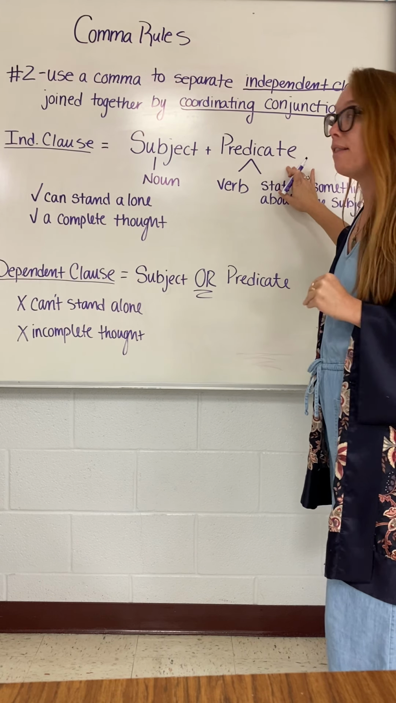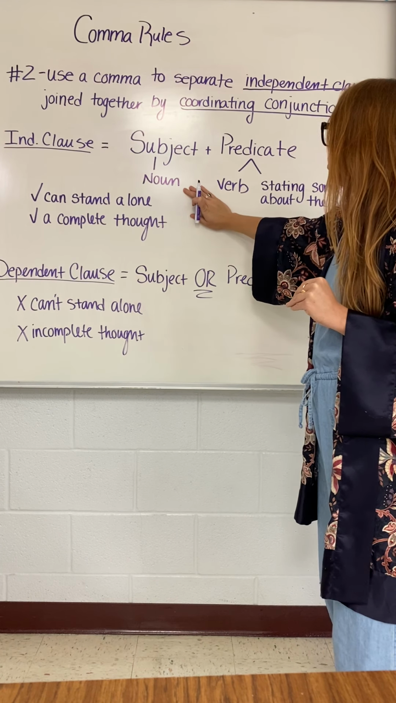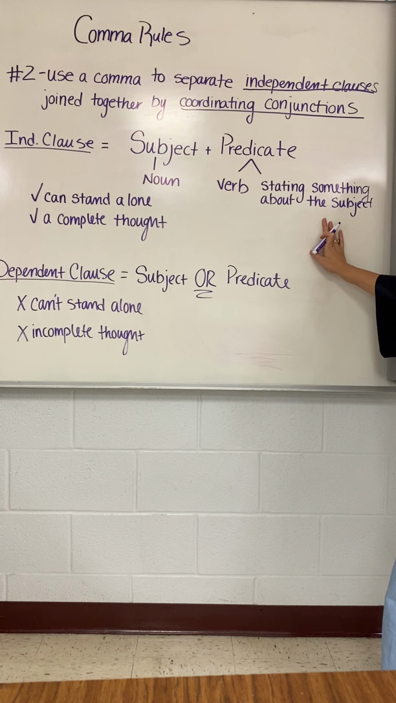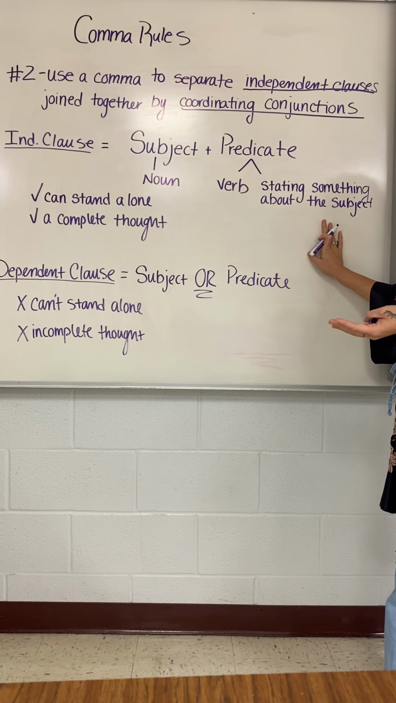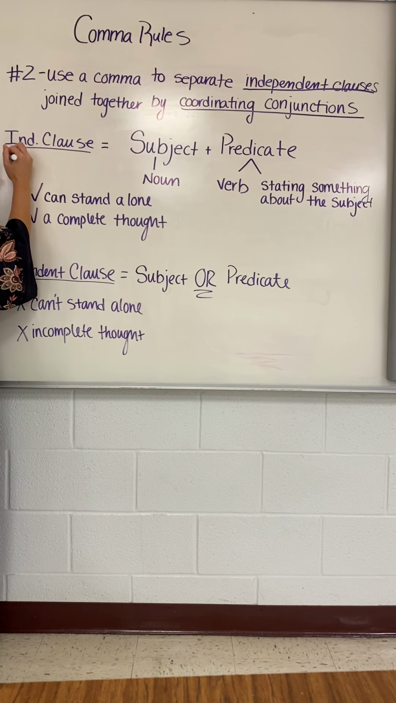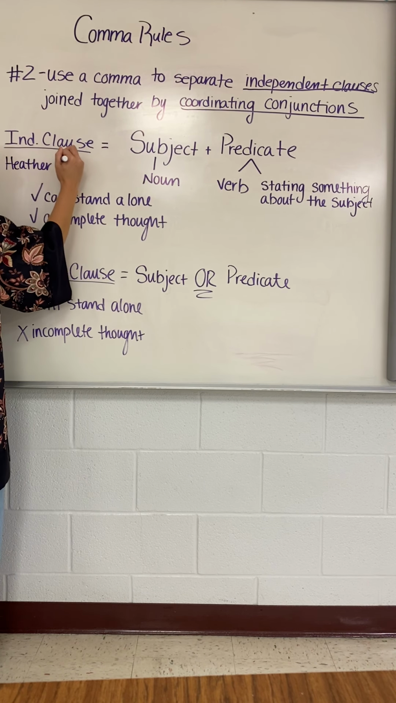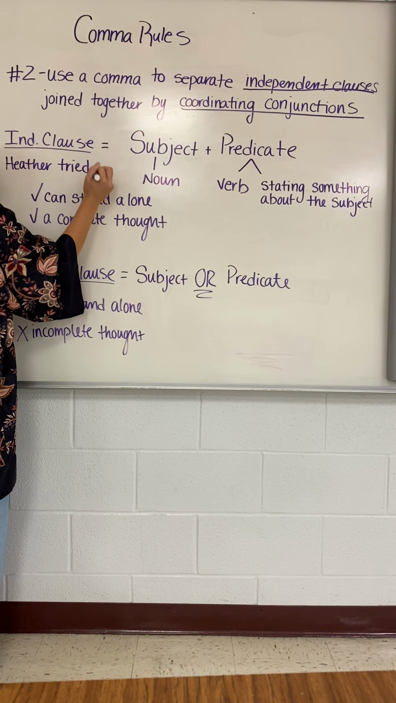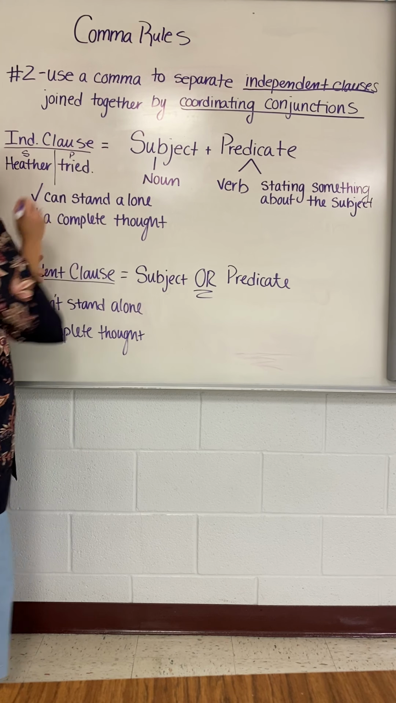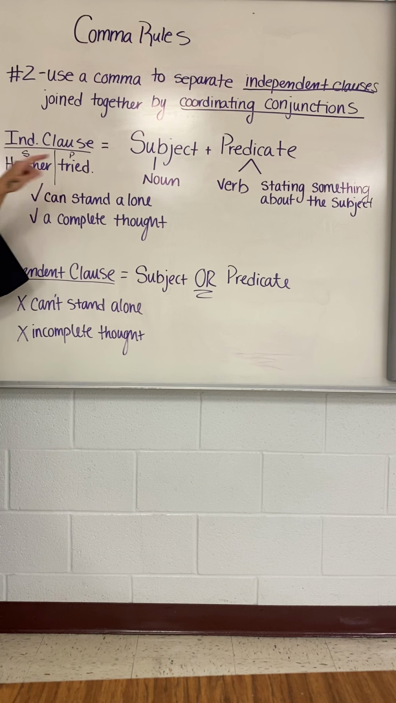So for an independent clause, that is where you have a subject and a predicate. Now, to simplify that a little bit, you're going to have a noun doing an action or doing a verb. And then you might have some additional information stating something about the subject. All right? So for example, an independent clause could be Heather tried. Heather is my noun. It is my subject of the sentence. And then what did Heather do? She tried. So this is your predicate. Okay? So I have a complete thought here.